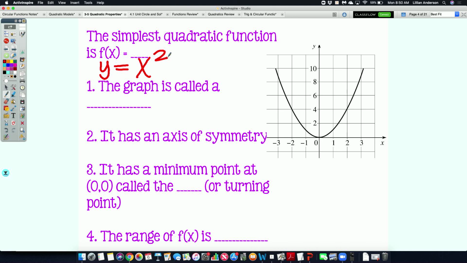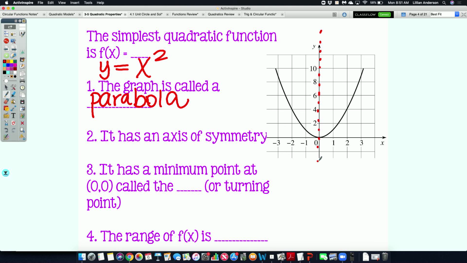The graph was called a what? What was that shape called? Parabola. It was a parabola, okay? It looked just like that, what you see over there on the right, okay? It had an axis of symmetry. Who remembers what the axis of symmetry is? It's the line in the middle. It's that dotted line that goes straight through the middle.